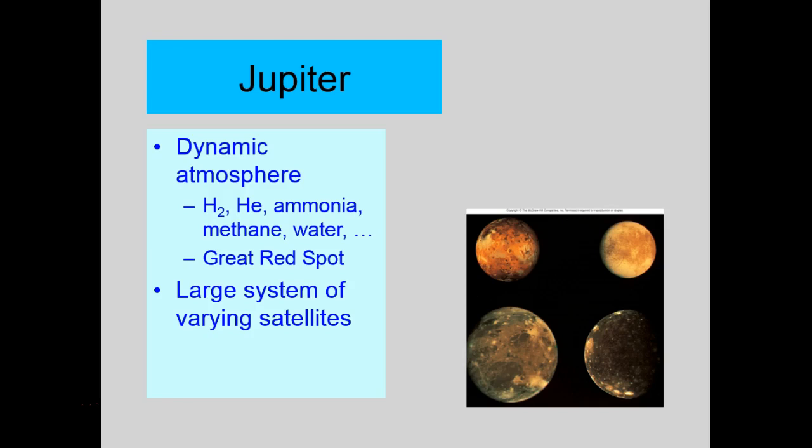I-O. I pronounce it Io. I don't know, it may be I-O. I don't know how you pronounce it. And then Europa, which is the smallest of the 4.